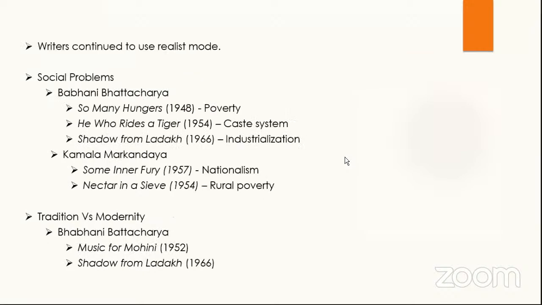Okay, anyway, going back to the 50s and 60s, right? Early writers of this time continued to use the realist form of writing, so they depicted the reality in their works. They tried not to sugarcoat things or idealize or romanticize India and Indian society.